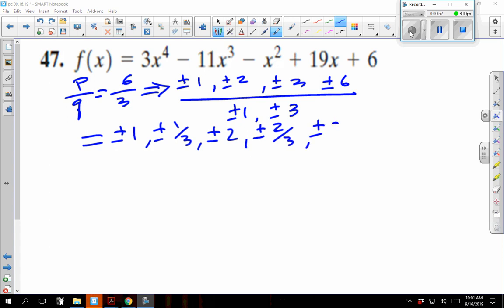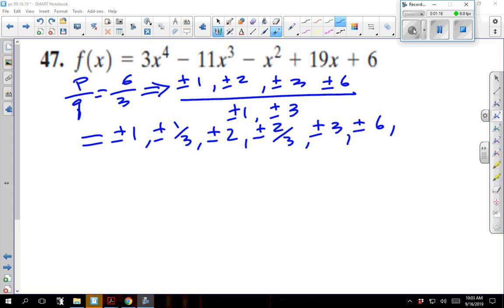plus or minus 3, plus or minus 3/3 is just 1, so we won't put that, plus or minus 6, plus or minus 6 divided by 2 is 3, which we already have. So those are our possible rational zeros. Now we've got to go through and find some.